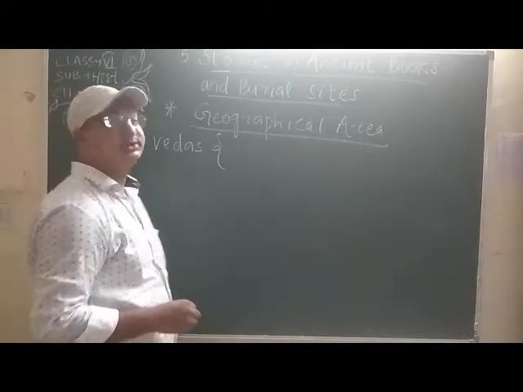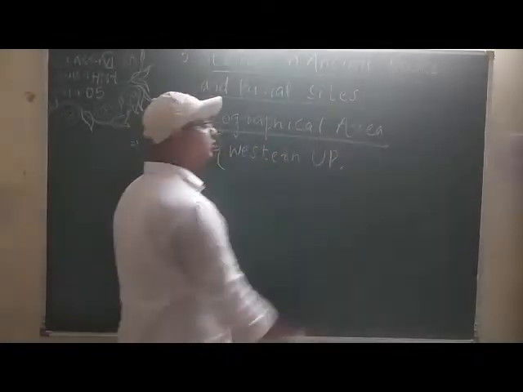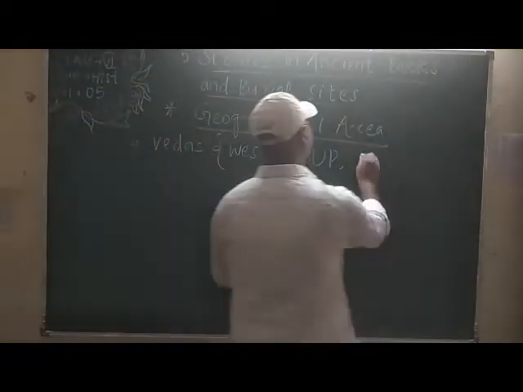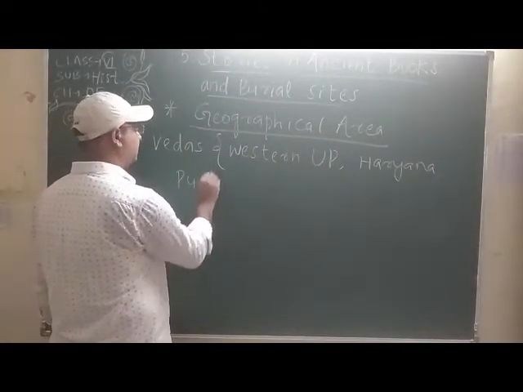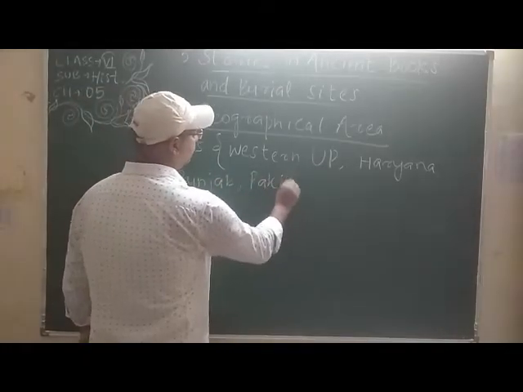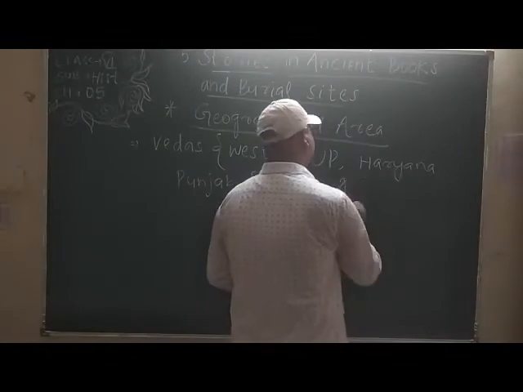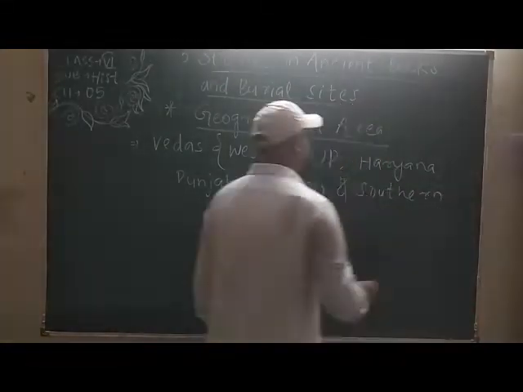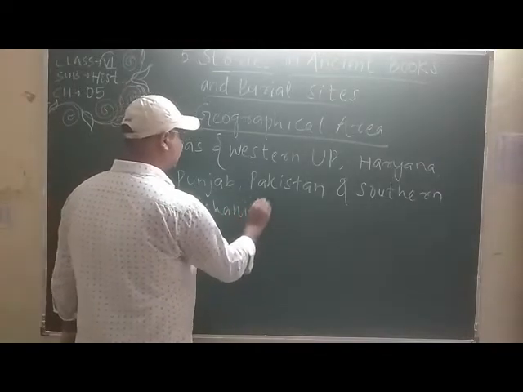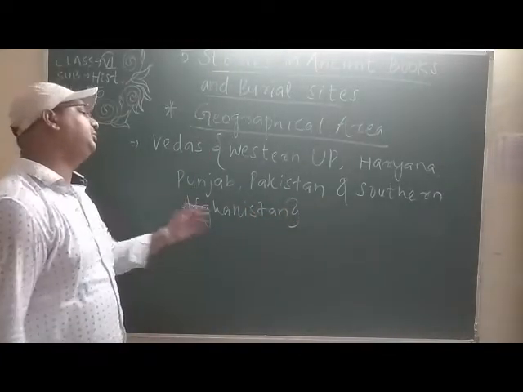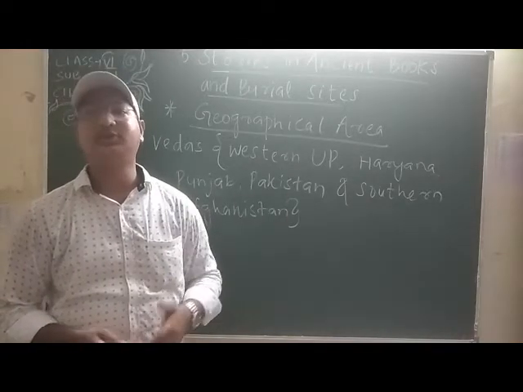So the Vedas covered regions like Western Uttar Pradesh, then Haryana, Punjab, Pakistan and southern Afghanistan. So these were some of the places where the Vedas mainly came from. We can say these were the areas geographically covered by the Vedas.